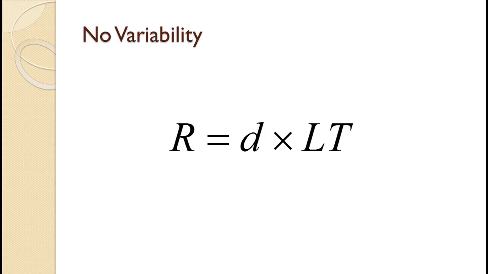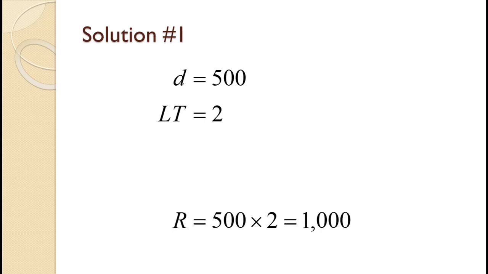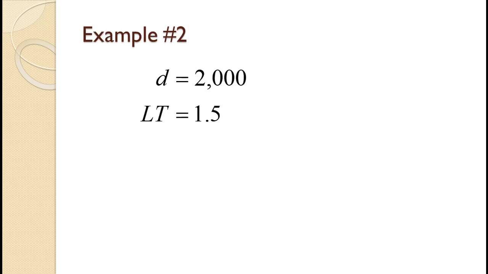This is best illustrated with an example. In this first example, weekly demand is 500 and the lead time is 2 weeks. There is no variability in either number. What should the reorder point be? The demand of 500 times the lead time of 2 weeks gives us a reorder point of 1,000.